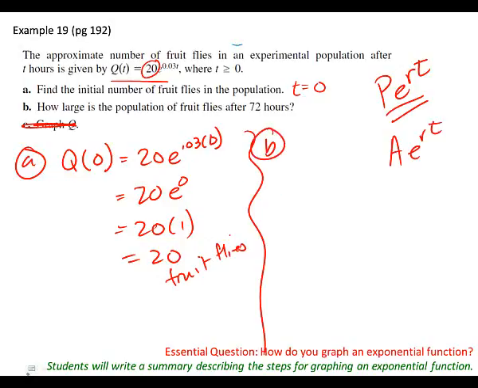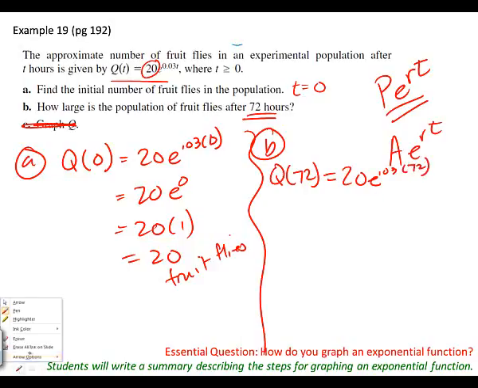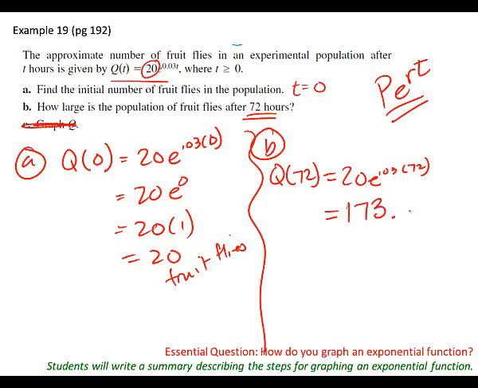All right. Then in part B, it's asking how large is the population of fruit flies after 72 hours. So what are you going to do for that? Plug in 72 for your time. Awesome. So 20 e to the 0.03 times 72. Okay, go ahead and plop that into your calculator. All right, what do we get? 173. Was there a decimal after it? There's a decimal. We can't have part of the fruit fly. What was the decimal? 423.